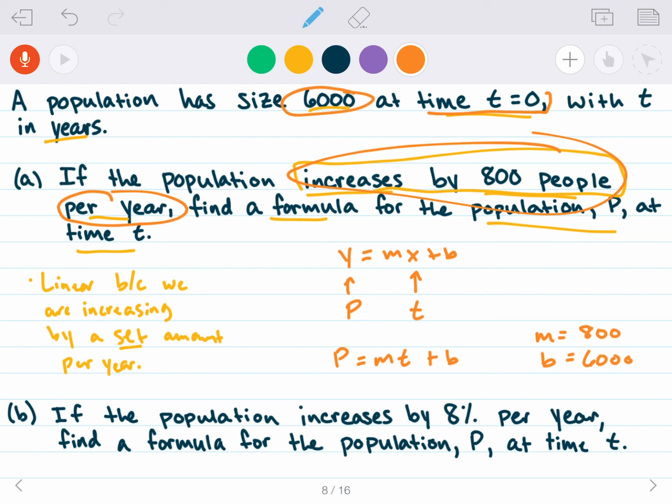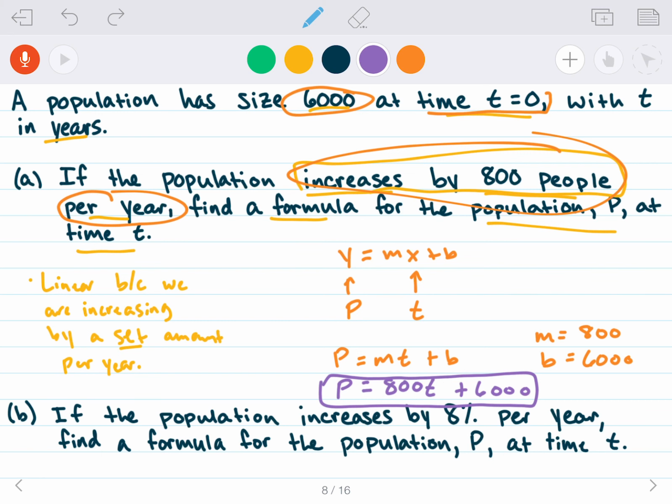And therefore, our equation is going to be p equals m times t plus b. And that is our answer right here. That is our equation. So we should be able to put in any value of t that we want and get a population out as our output. All right?